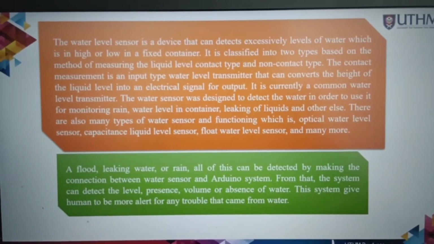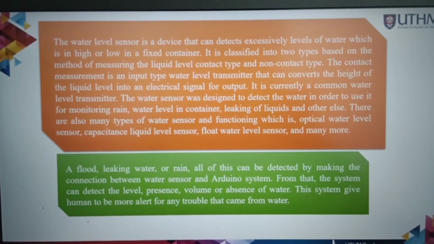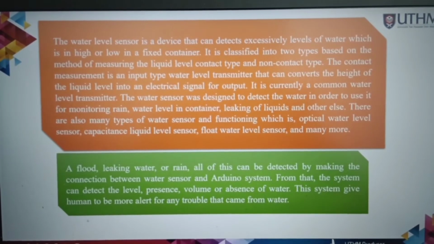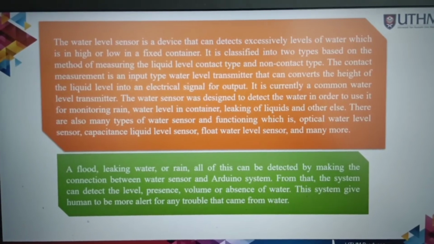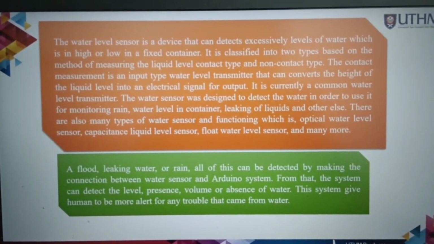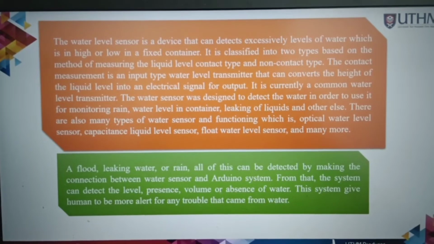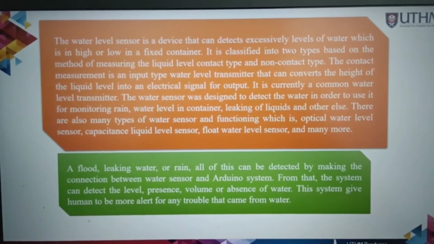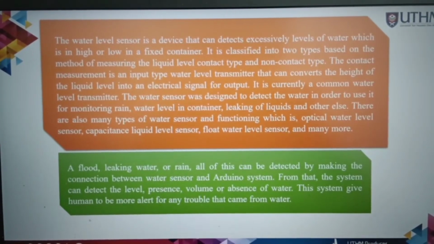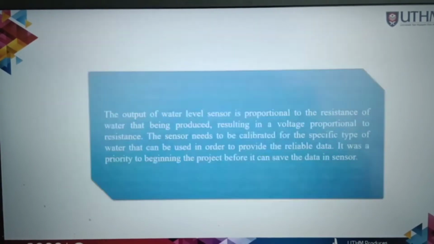A flood, leaking water, or rain can all be detected by making the connection between the water sensor and the Arduino system. From that, the system can detect the level, presence, volume, or absence of water. The system helps humans to be more alert to any trouble that comes from water.